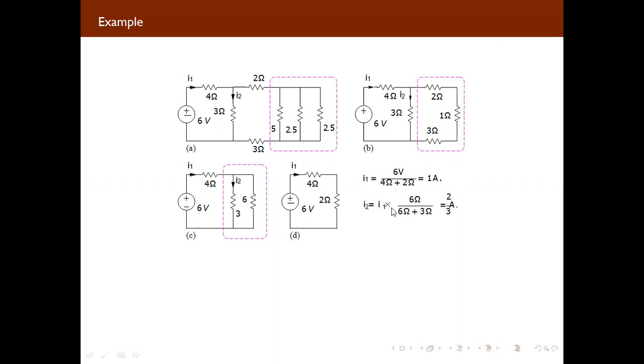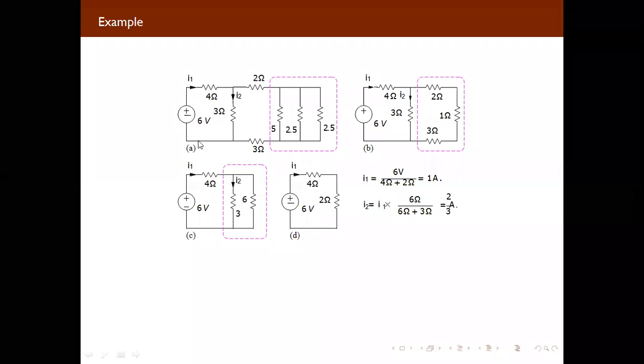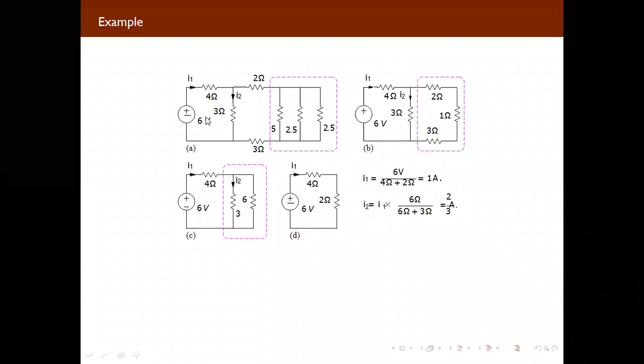If you are supposed to calculate the value of current I2 for this circuit, you can see here, now your circuit is this. You are supposed to find the value of current I2. How will you find it? By using the current divider rule. So we are supposed to find the value of current flowing through this I2.